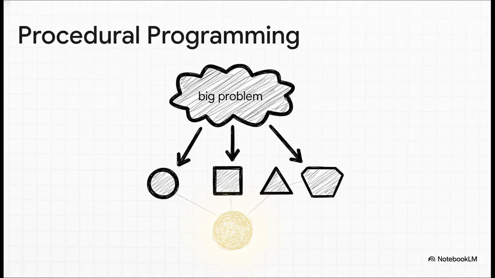So the name of the game here is divide and conquer. You take a big problem and you chop it up into a sequence of steps or procedures. The focus is all on the actions, the verbs of your program. The data, well, that's often just sitting out in a big shared pool that any function can dip into, which, as you can imagine, can get messy in big projects.